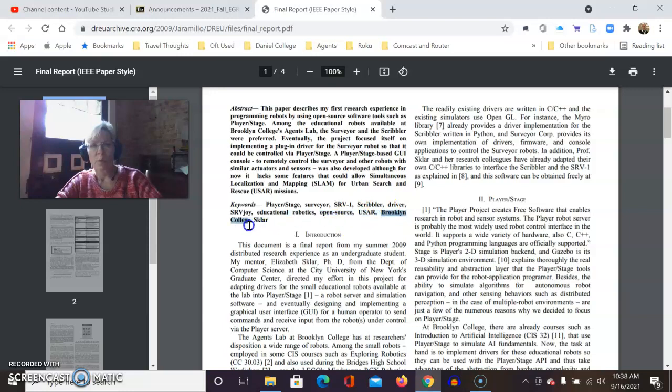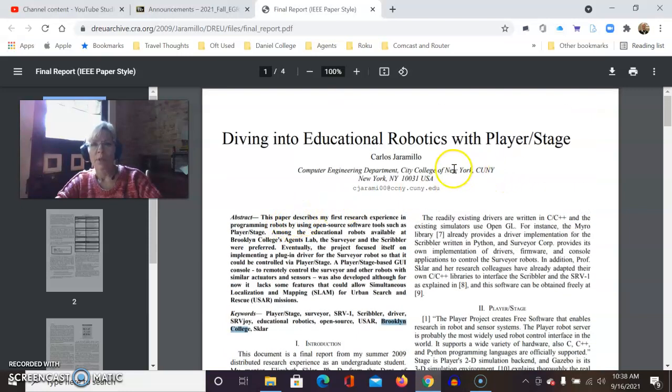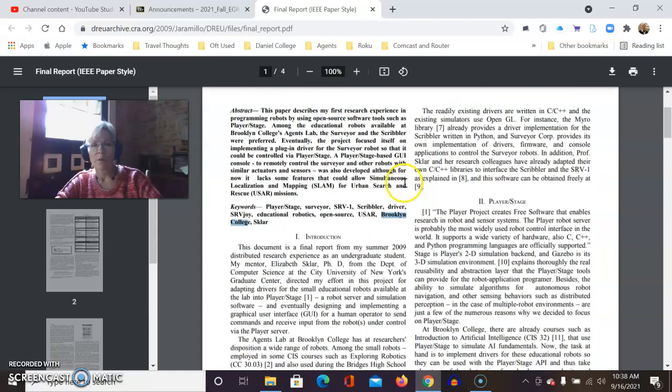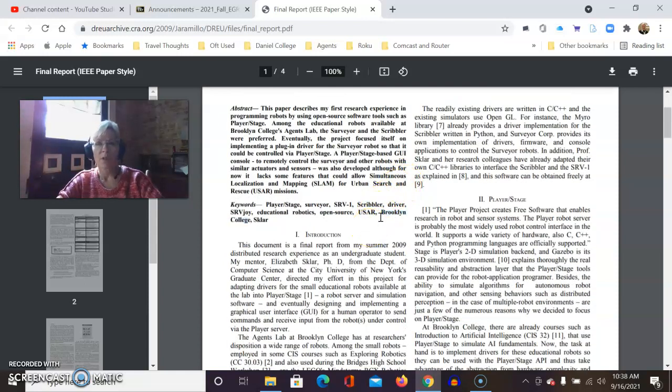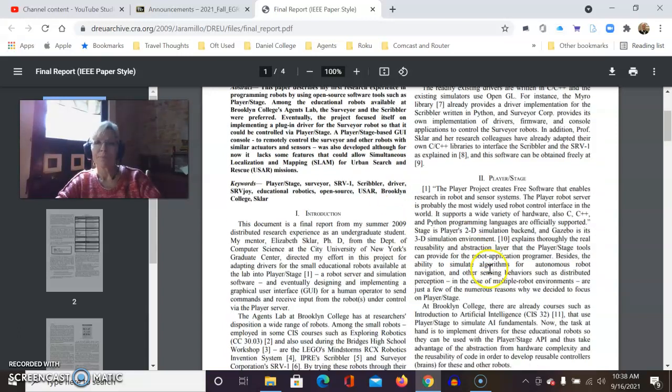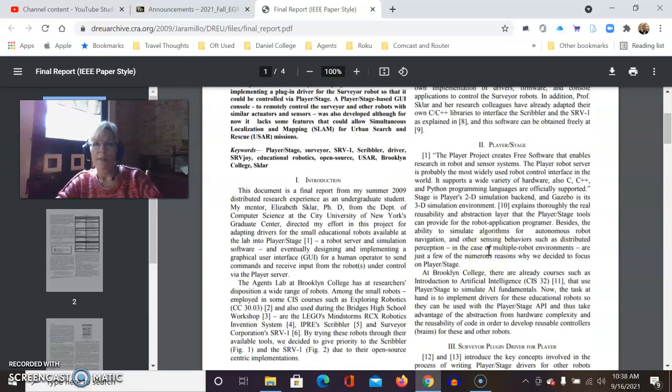They include that as well because that particular student was from there, and somebody might be typing in, "I wonder what people at Brooklyn College have done with robotics." Oh, look at that, right? All right, so the next thing you're going to see that's really different about IEEE is these headings.